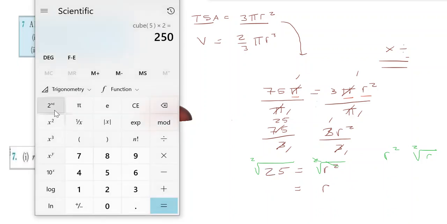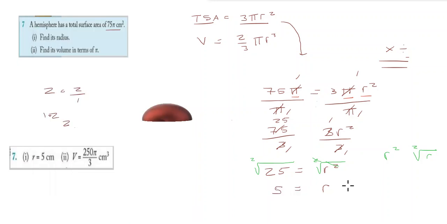But if we look on the calculator, second function, here we have the second root, or the square root. If we take 25 and get the second root of it, that is equal to 5. And that's our answer there as well. So the radius is equal to 5 centimeters. So the next one then is this here.